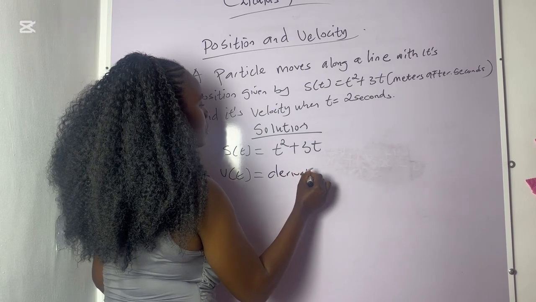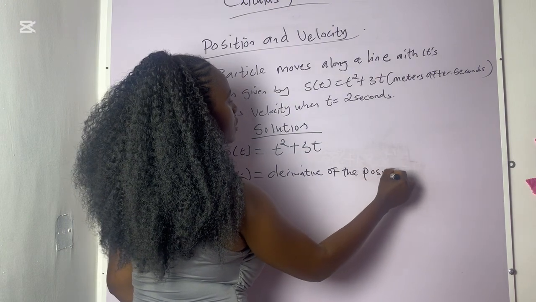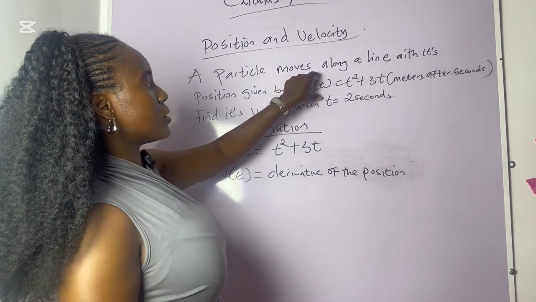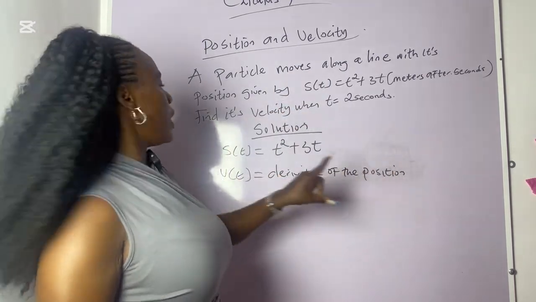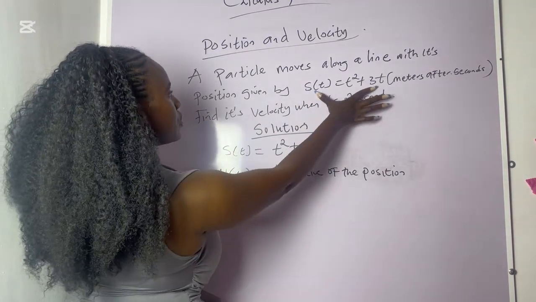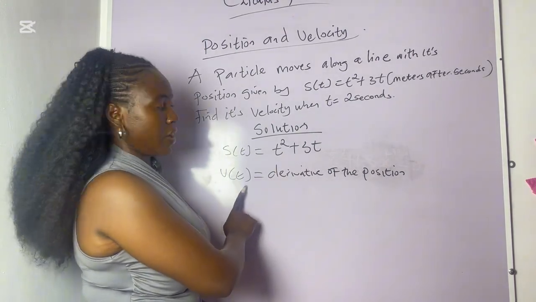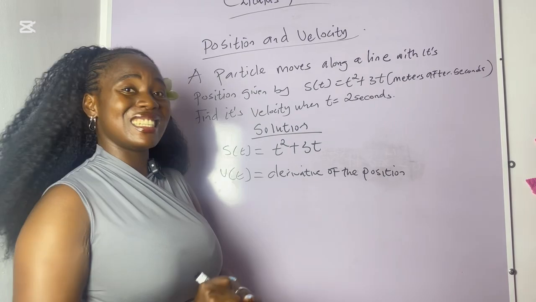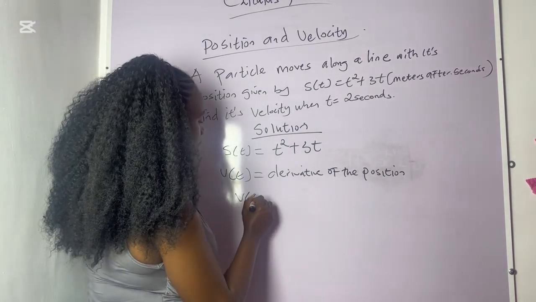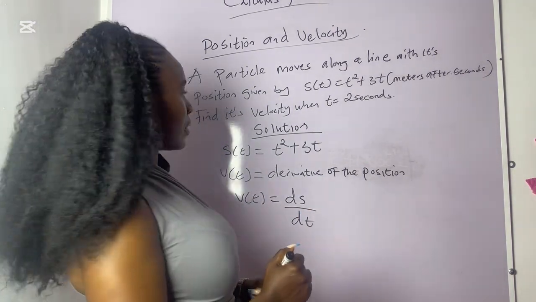Derivative of the position. Velocity, rather, is the derivative of the position. So v of t is the derivative of the position. Now this is the position, which is t squared plus 3t. Now finding v of t. V of t will now be what? ds over dt.